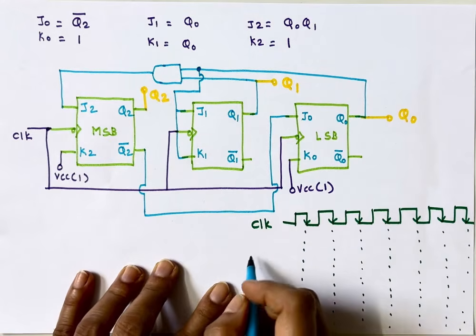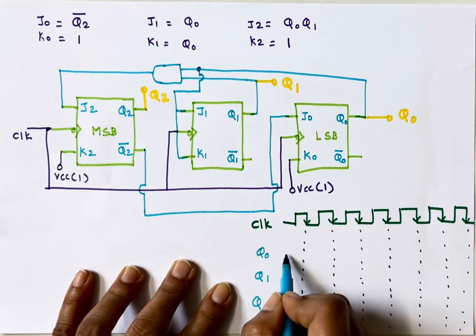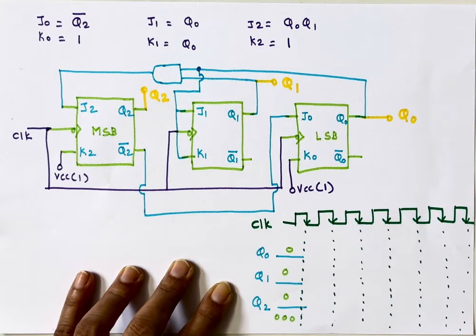I have three outputs Q0, Q1 and Q2. Initially I'll assume all of them are 0. So here Q2 is MSB. So the value is 0, 0, 0.